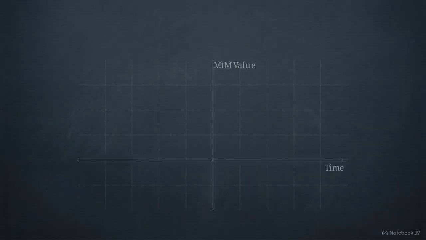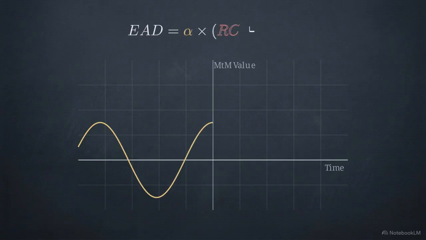This sine wave tracks the mark-to-market value of a bilateral contract over time. To capture the risk of this fluctuation, the Basel SA-CCR framework uses a strict equation. Exposure at default equals a regulatory multiplier, alpha, applied to the sum of replacement cost and potential future exposure.